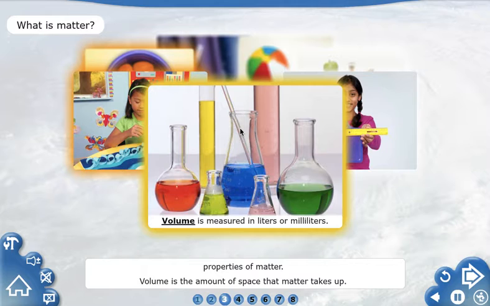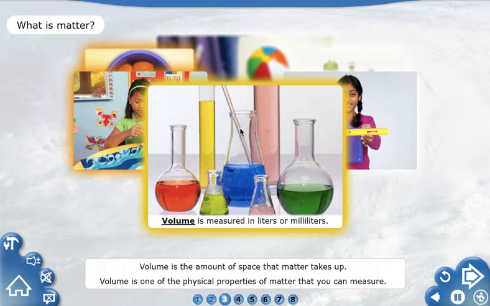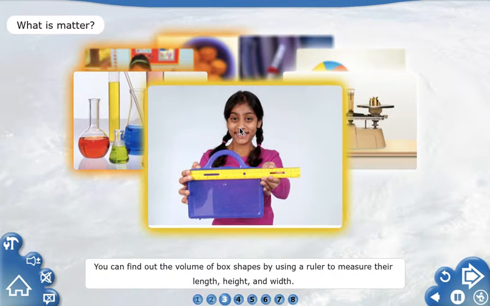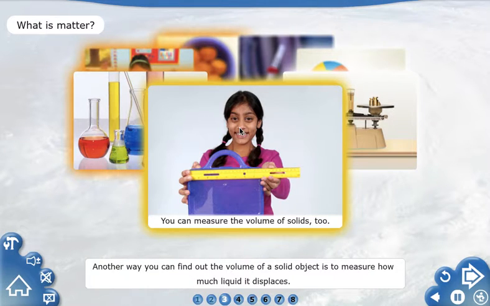Volume is the amount of space that matter takes up. Volume is one of the physical properties of matter that you can measure. You can measure the volume of liquids by using measuring cups, beakers, and graduated cylinders. You can find out the volume of box shapes by using a ruler to measure their length, height, and width. Another way you can find out the volume of a solid object is to measure how much liquid it displaces.